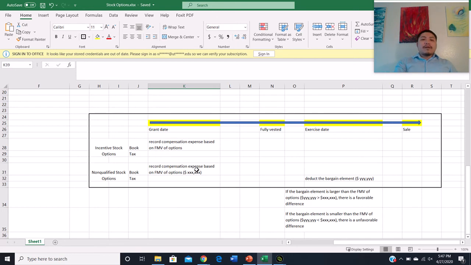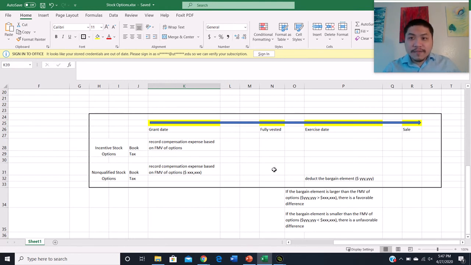And then what about for tax purposes? For the incentive stock options, there's nothing to be done for tax purposes, because for incentive stock options the corporation cannot deduct anything for tax purposes. So there's no deduction for incentive stock options. But for the non-qualified stock options, on the exercise date, the corporation can deduct the bargain element.